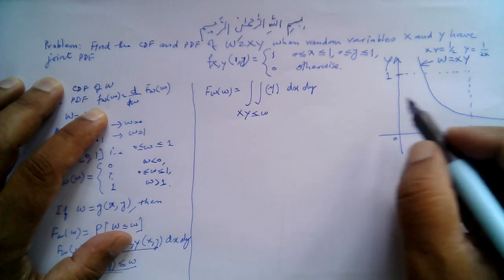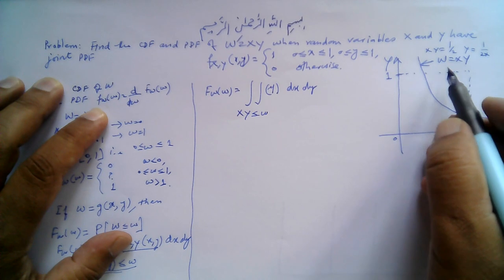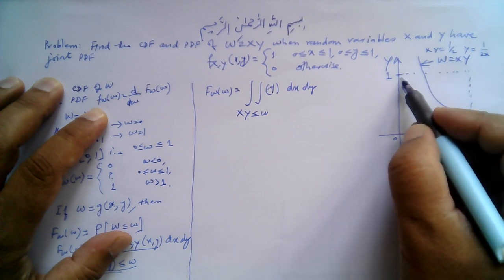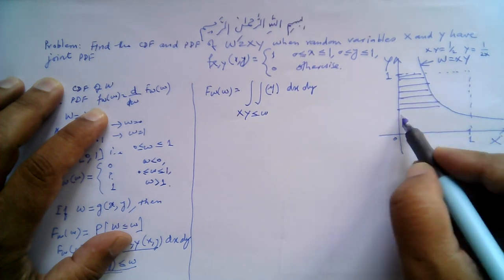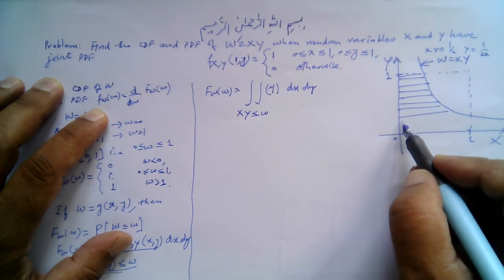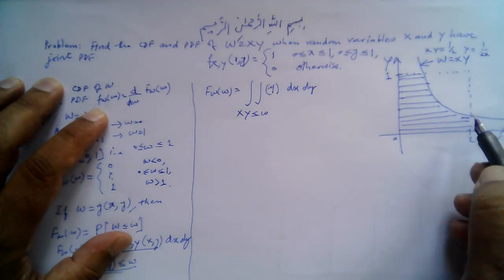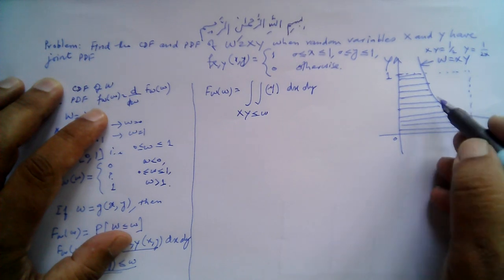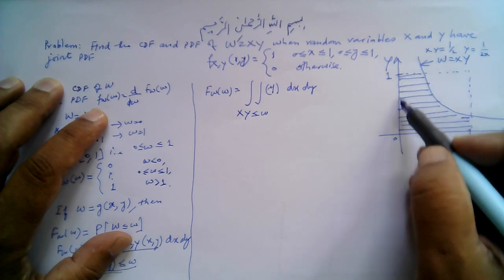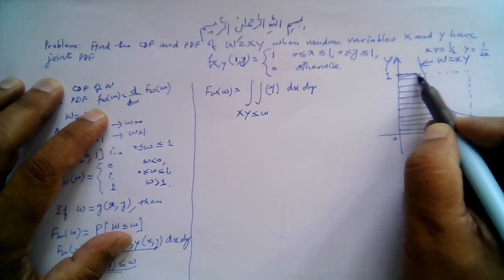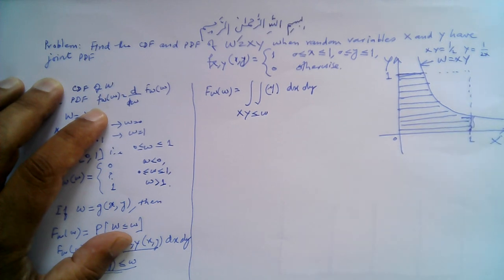So the area xy less than or equal to w is defined by this area here. All this area below this curve gives us xy less than or equal to w. Right? So we are interested in finding this area, which is bounded by this curve w is equal to xy on the right side, then the x-axis and y-axis, then this line here, and then this line here, right? So this is the area we are interested in finding.